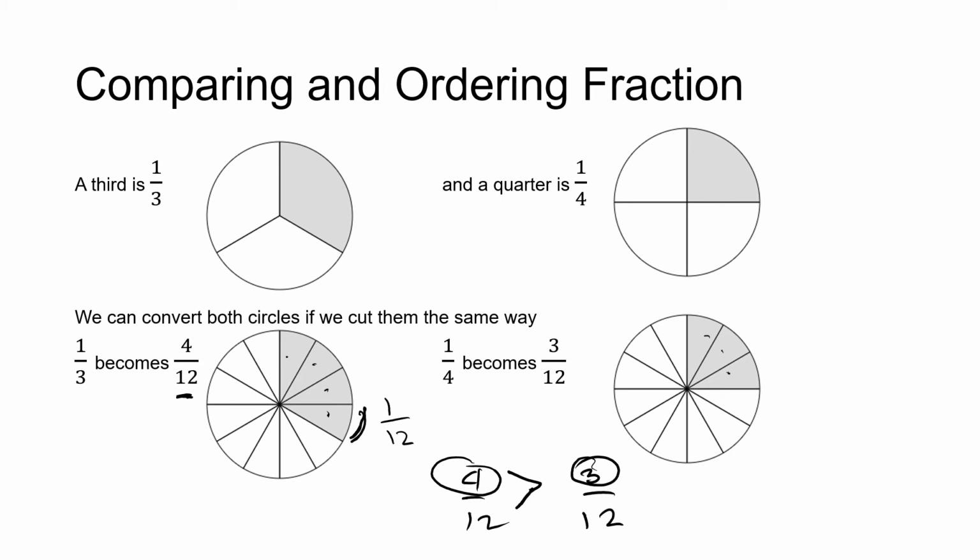But how do we do that? I don't want to draw and then cut slices again. I mean, it's defeating the purpose. So we need a better way to convert fractions so that they have the same denominator. How do we do that?